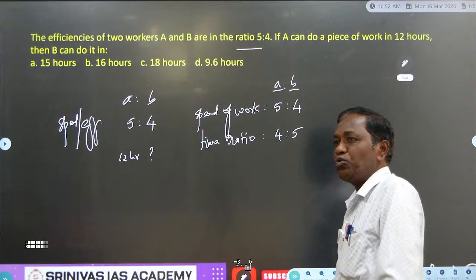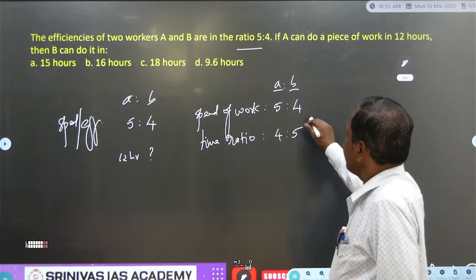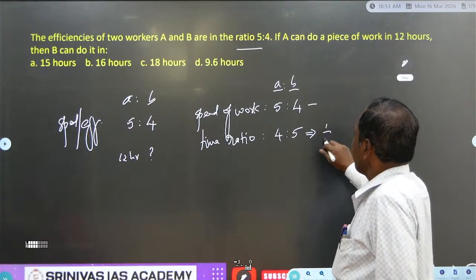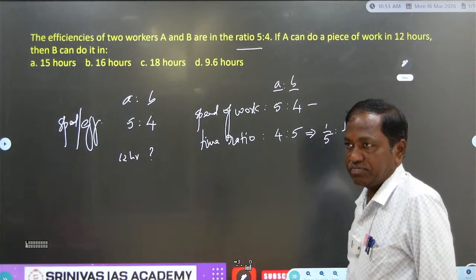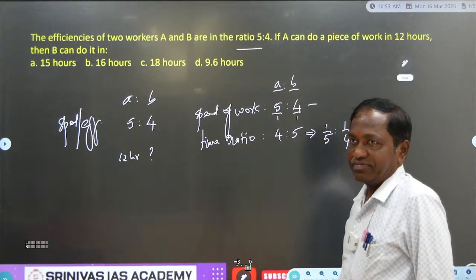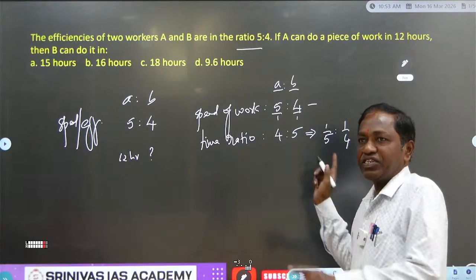If there are more than 2 people, then you have to do the LCM. Or you can say inverse ratio. These time ratios can be written as 1/5:1/4, the reverse ratio. If nothing is there, we write it like 5/1, 4/1. Time ratios are obtained by reversing the ratios.